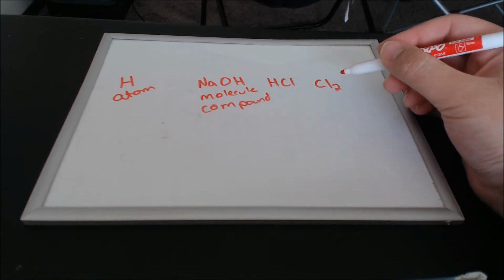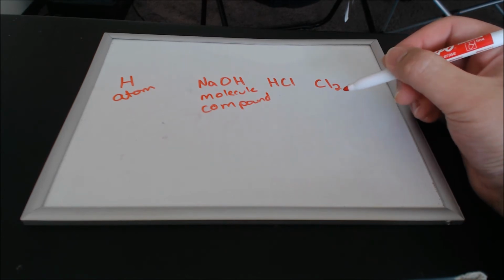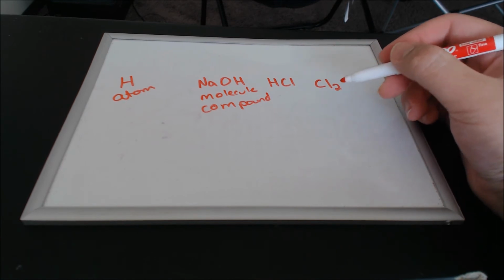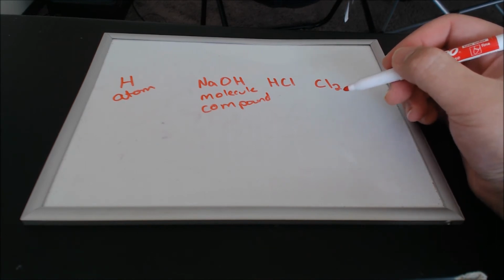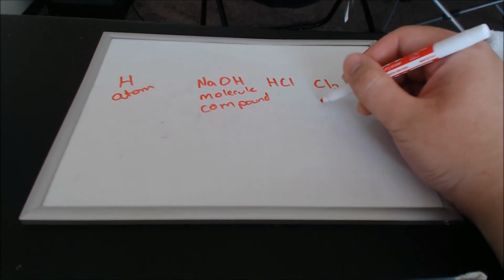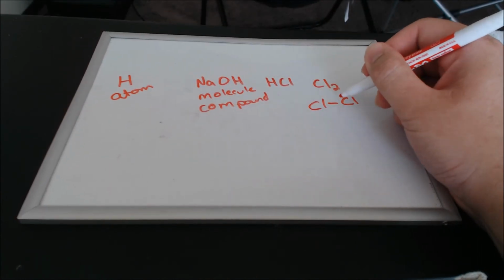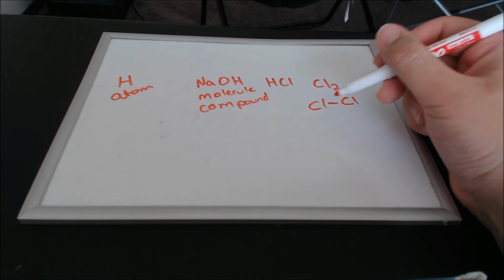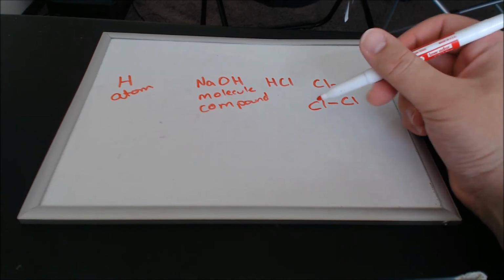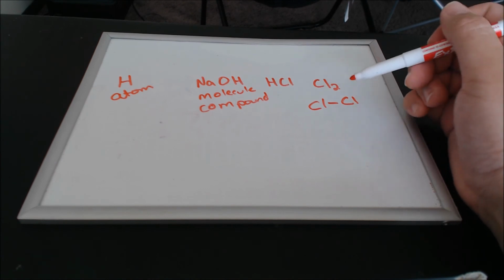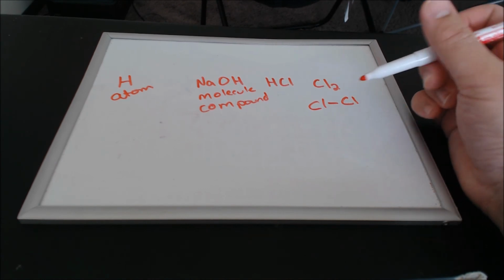Now, let's move on to the very last one, Cl2. Now this has two chlorines bound to one another. So in this case, it cannot be a compound because there are two of the same atoms bound to one another. So this looks like Cl-Cl. And this dash right here just means that these two atoms are bound to one another. So because there are two of the same atoms and they're not different atoms, we're going to just simply call it a molecule, not a compound.